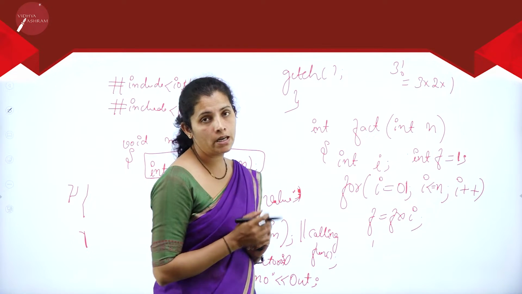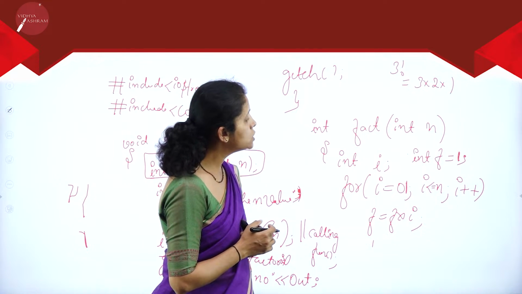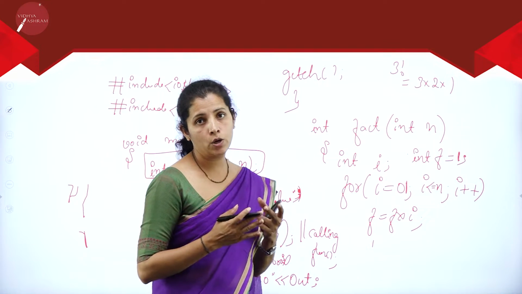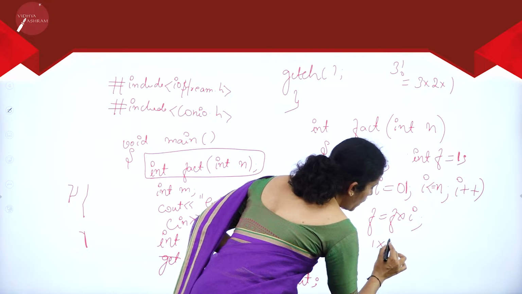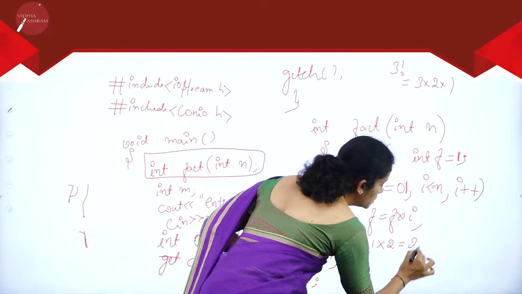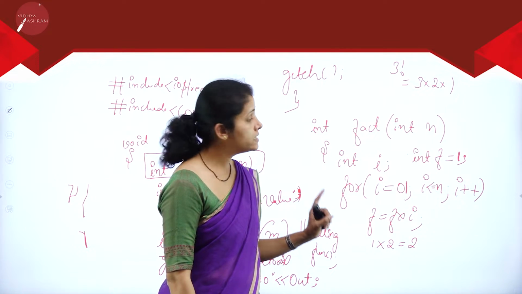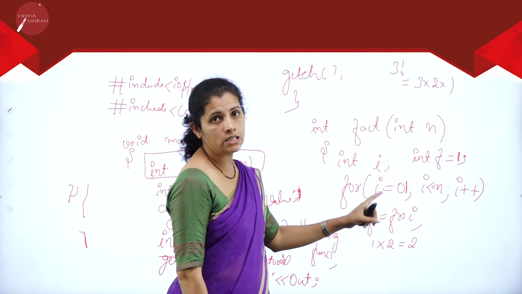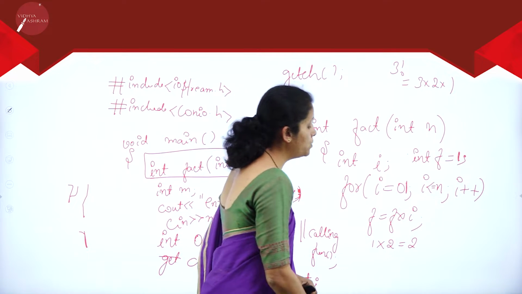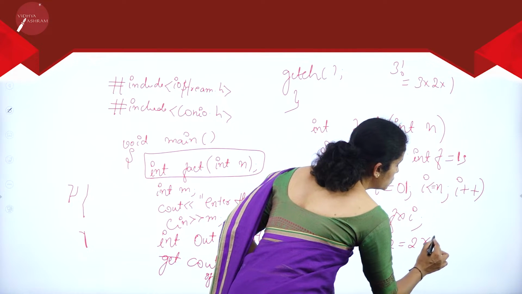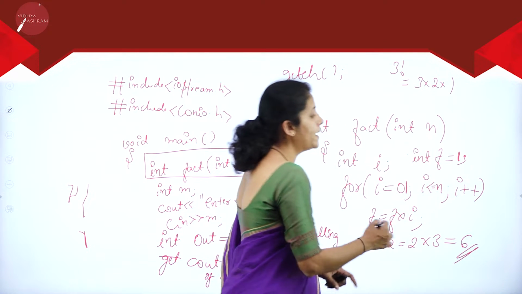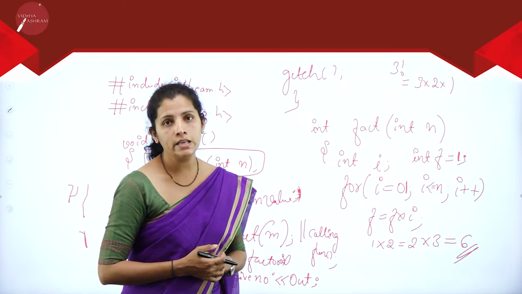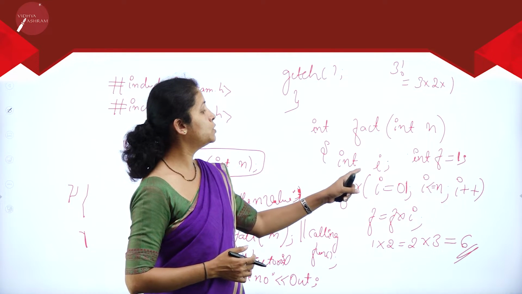Now i is incremented by 1. Now i is 2. 2 less than or equal to 3, the condition is true. So 1 into 2, it is 2. Now i is incremented by 1. Now i is 3. 3 less than or equal to 3, the condition is true. So I'm going to get the value 6. Now i is incremented by 1. i is 4. 4 less than or equal to 3.